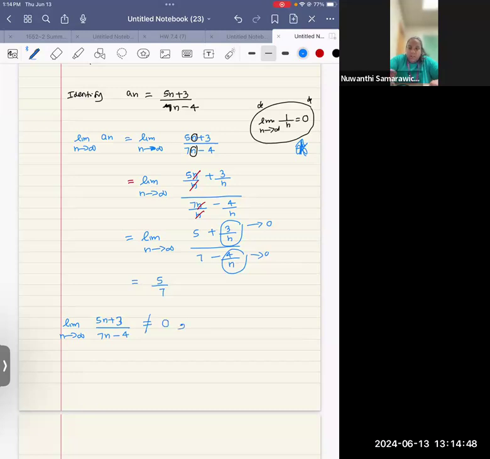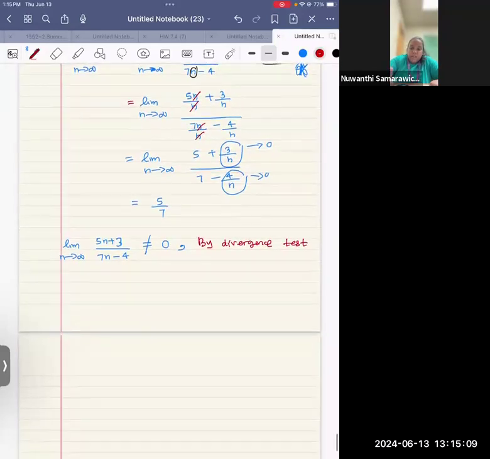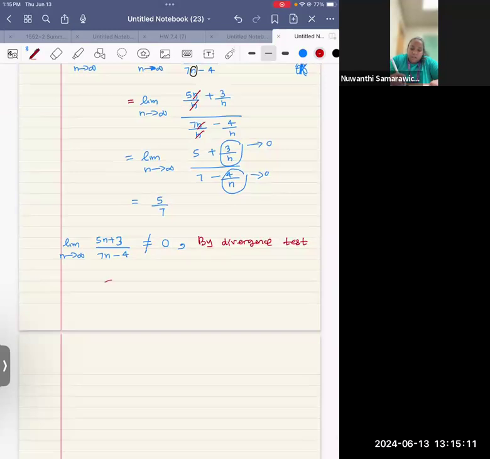Okay, then what can we say? By the divergence test, this limit is not equal to 0. Then by the divergence test, what happens? The series diverges. So by the divergence test, the series with terms (5n + 3)/(7n - 4) diverges.